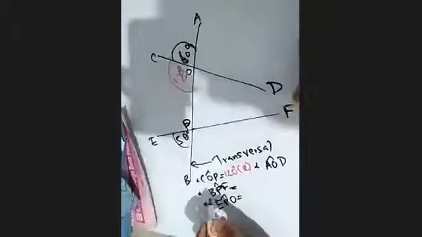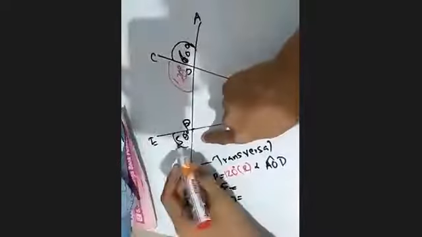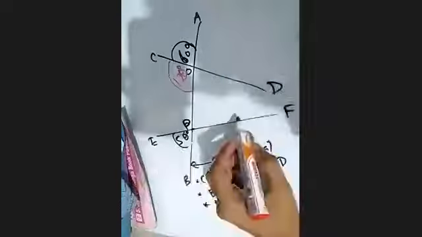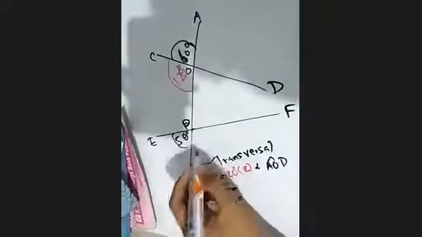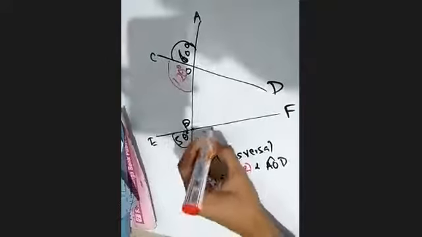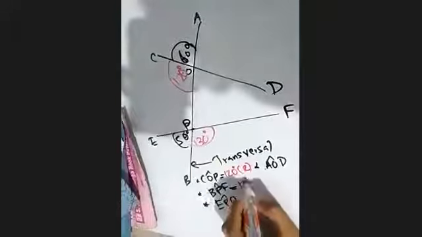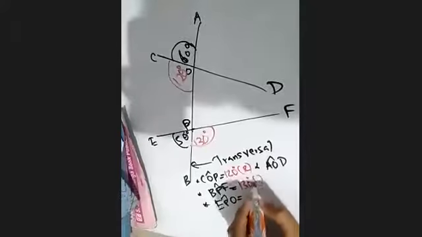BPF. I am asking you this angle. This is 50. This is 50. This is also a straight line. They will add up to 180. So this is going to be 130 degree. So you have to write 130 degree within bracket: straight angle, add up to 180 degree.